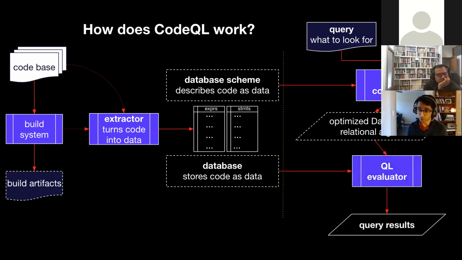Those are run through an evaluation engine that we also maintain against the database. So now we are processing relational data in the form of tuples to execute a Datalog program or a relational algebra program. And this produces results which correspond to the bugs in your code, the patterns that you want to find, the errors and vulnerabilities that you are interested in.